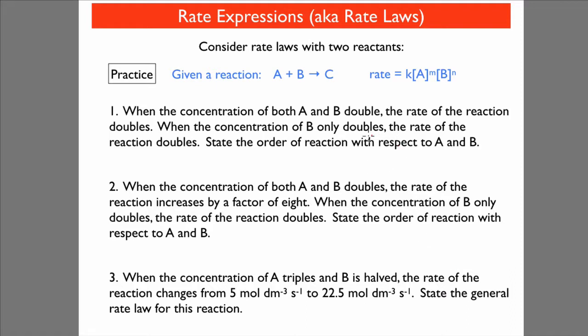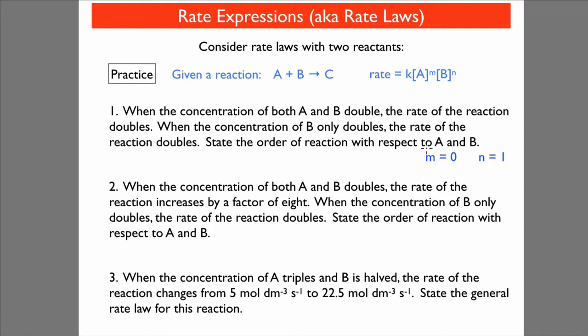So we know if B doubles, so let's put, it's going to be 2. We know if this doubles, then the rate doubles. So this must be the power of 1. Which means A must be to the power of 0. Yep, and that's right. M is to the power of 0, N is to the power of 1.